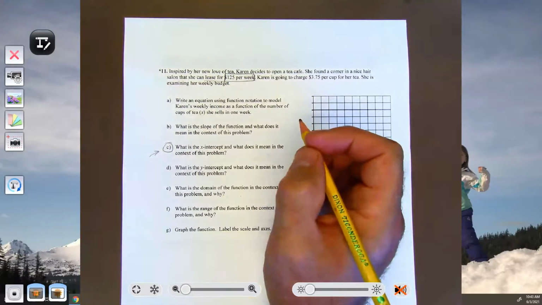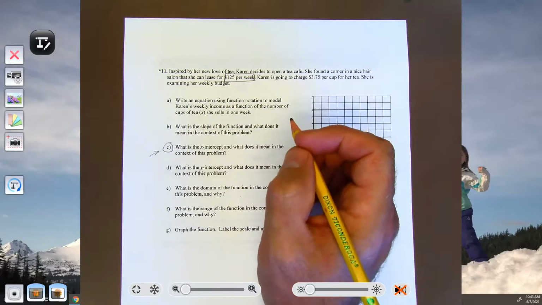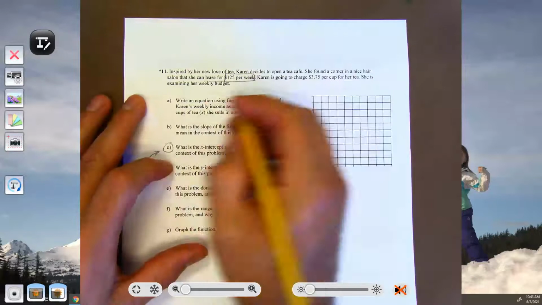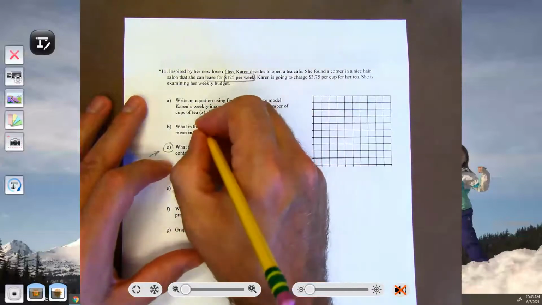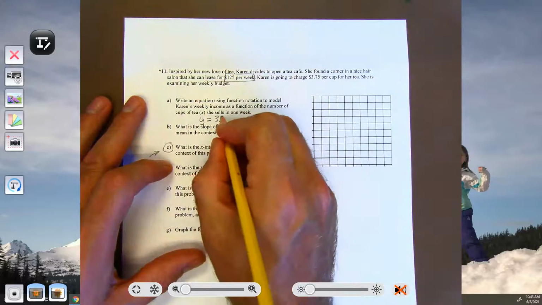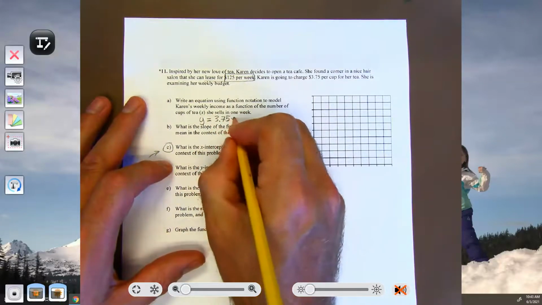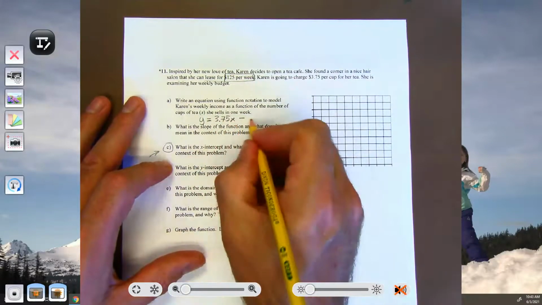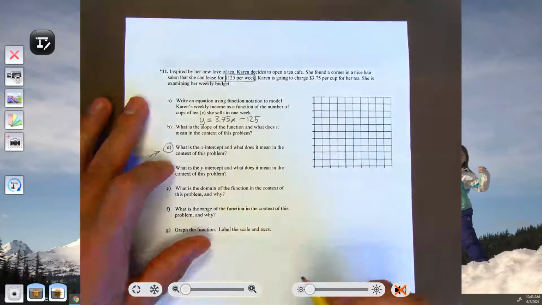at the end of the week, right? She has to pay for that whole 125 before she can count the money that she actually made. So the function for this would be y equals $3.75 per cup of tea minus the $125 she pays for rent.